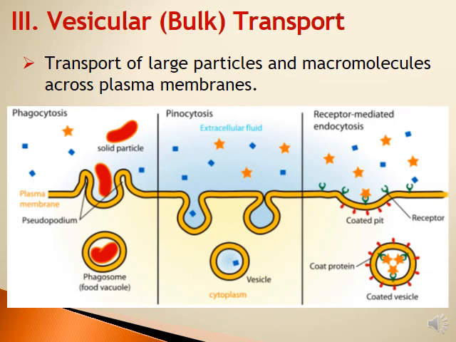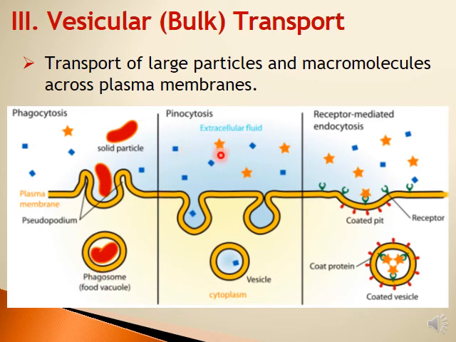The last type of transport across the cell membrane is the vesicular transport, also called the bulk transport. And this is for the transport of large particles and macromolecules across the plasma membrane. We have phagocytosis, where solid particles, bacteria, fragments of dead cells or dead cells are engulfed into the cell inside vesicles that we call phagosomes.